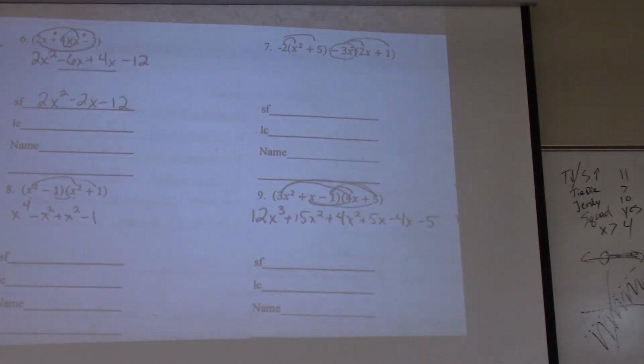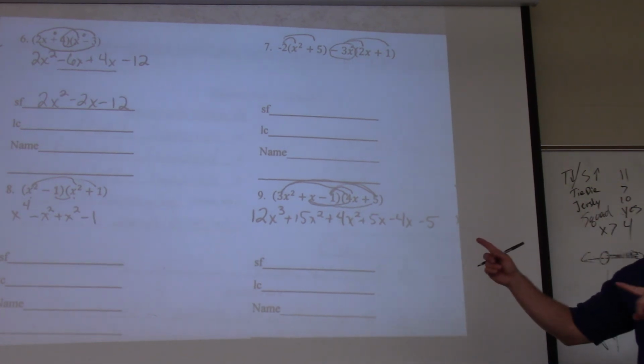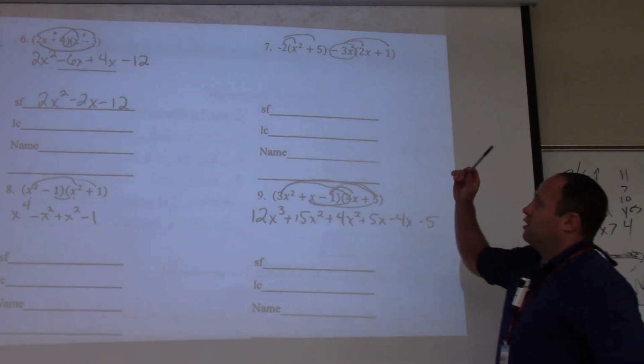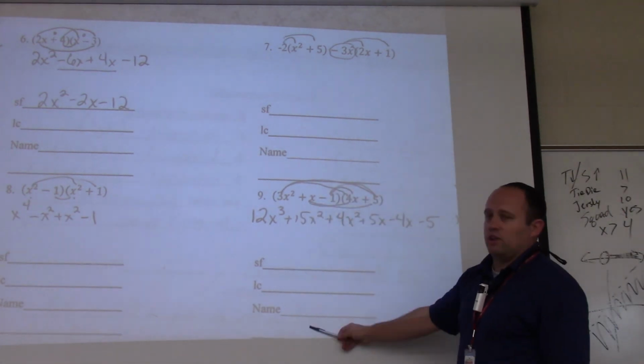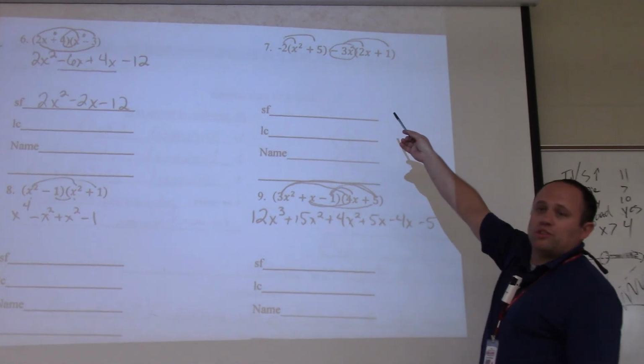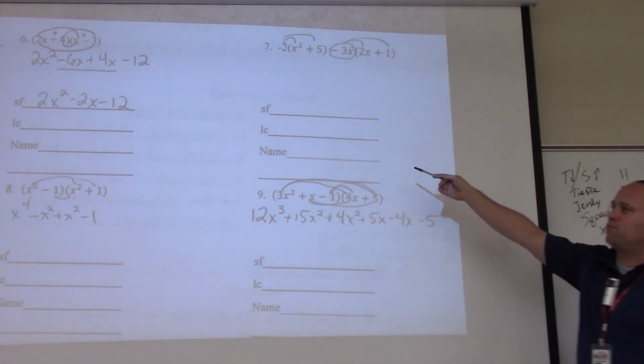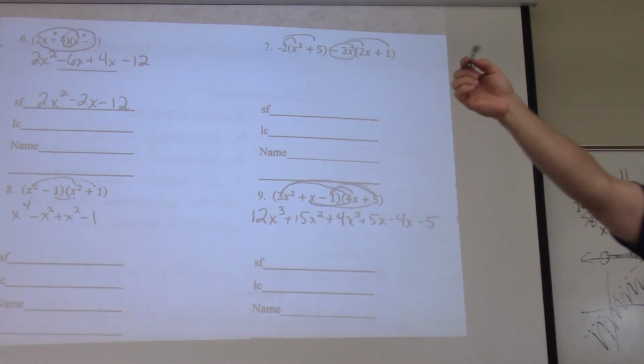So what I want you to do is finish up all the stuff I didn't do, which means simplify 8 and 9 and fill in the blanks, and do 7 on your own and fill in the blanks. It's going to take about 5 or 6, maybe 7 minutes, depends how long it takes. Okay?